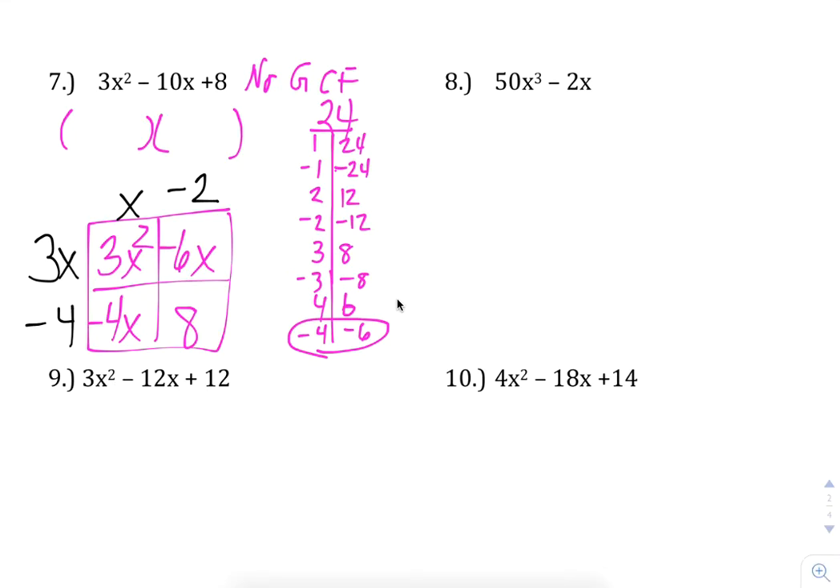Okay. Again, order of parentheses doesn't matter. I'm going to do 3x minus 4 first, and then x minus 2. There is no GCF out front, so that right there is my final answer. Perfect. Let's go to number 8.